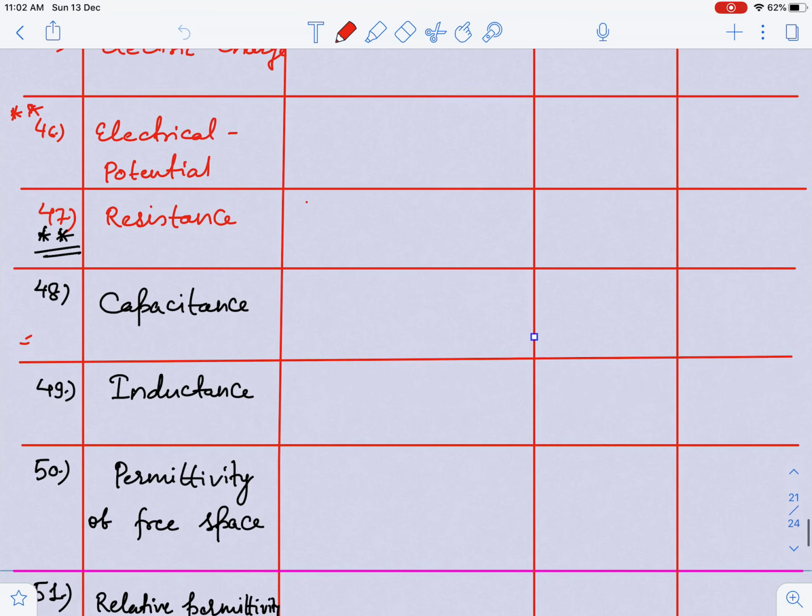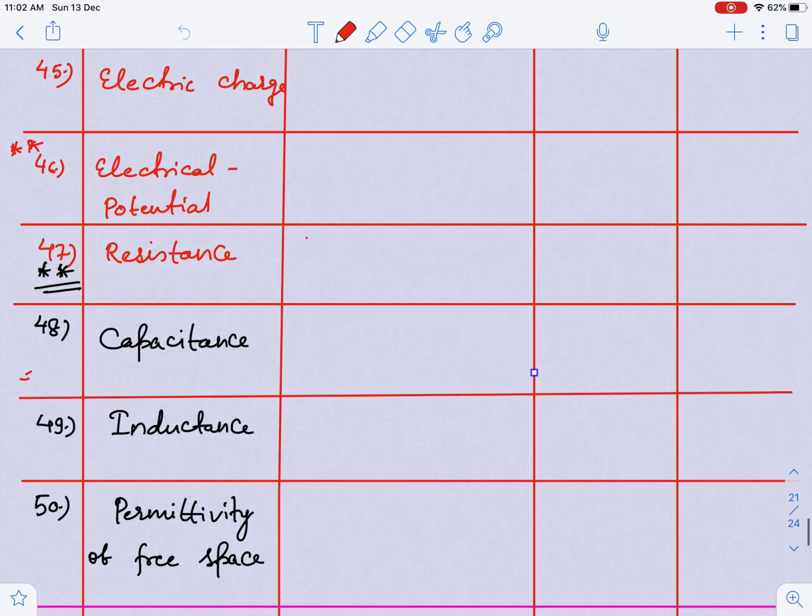So good morning everyone. This is the seventh lecture of Introduction to Physics. In this lecture we will discuss some electrical and magnetic quantities. These are derived quantities, as we already discussed. Derived quantities are those quantities which depend upon fundamental quantities.